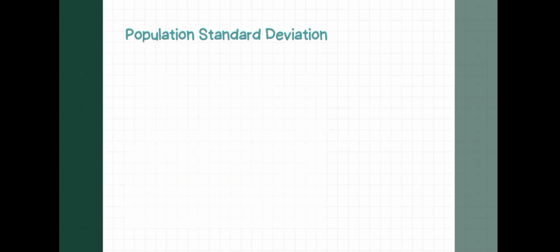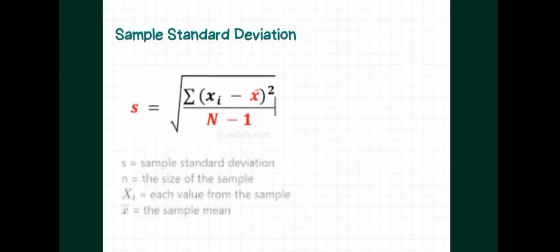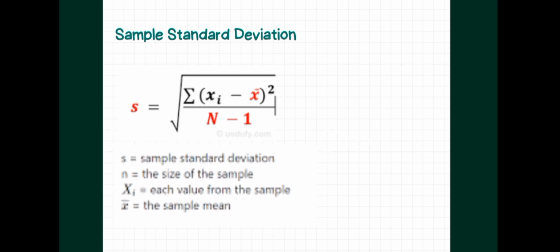Ito ang sample standard deviation. Kung makikita ulit natin sa upper part, yan ang formula ng sample standard deviation. Ang basa naman dyan is S is equals to square root of summation of x minus x bar raised to 2 over n minus 1. So, ang symbol ng sample standard deviation is S.